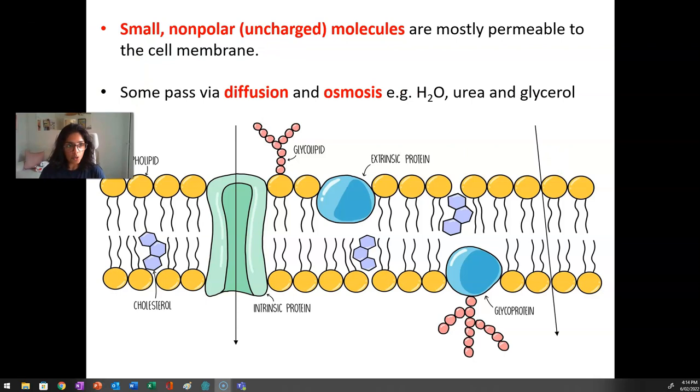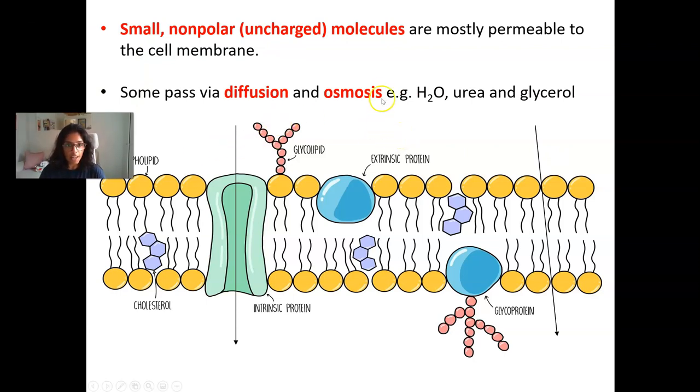Next type of molecule we're going to be looking at are another group of smaller molecules such as water, urea, which is a waste product, and glycerol. These are non-polar, so they're not charged, and they can pass through, again, through the gaps in that membrane, or they'll pass through a protein channel.